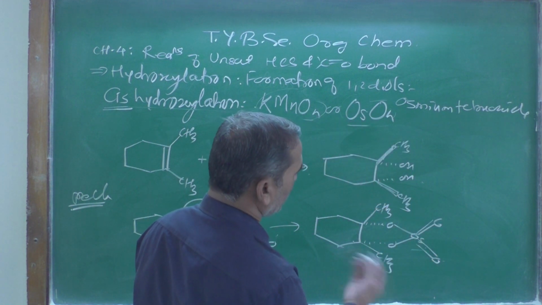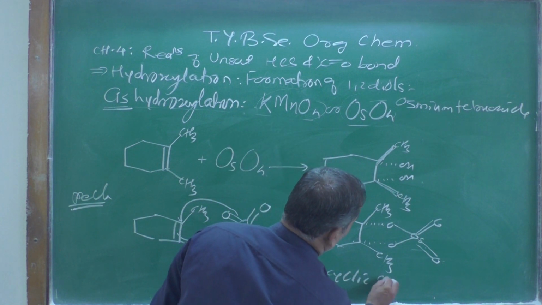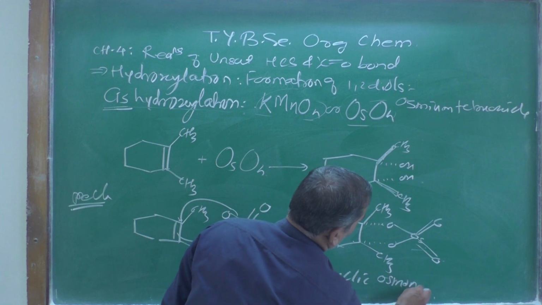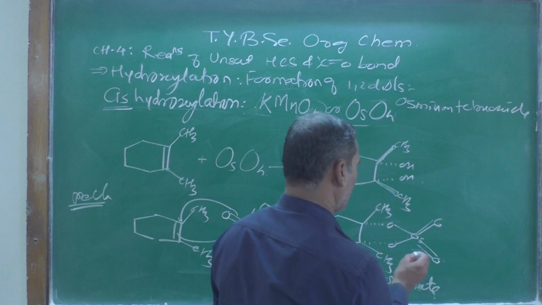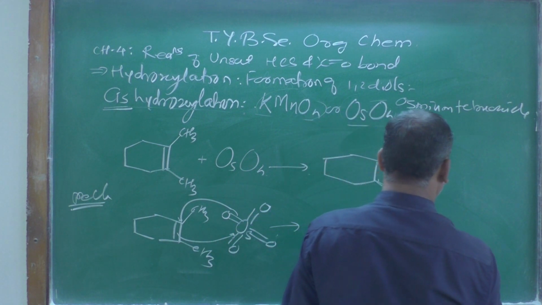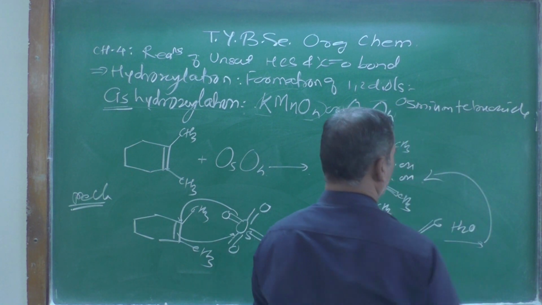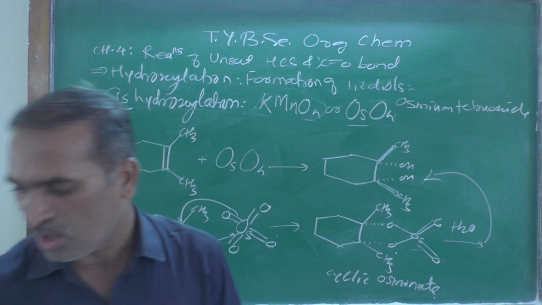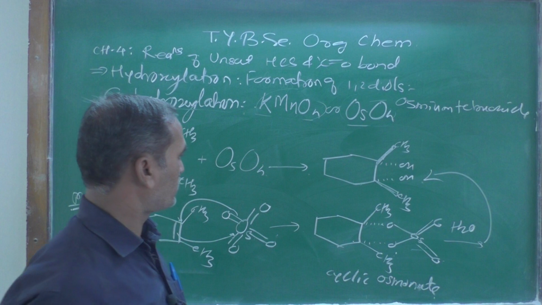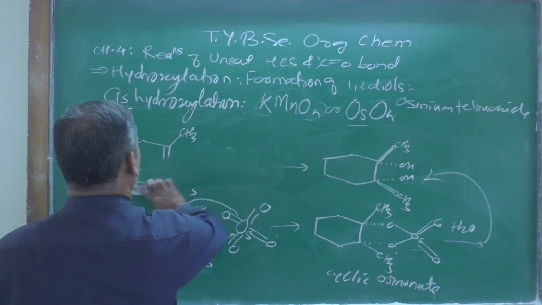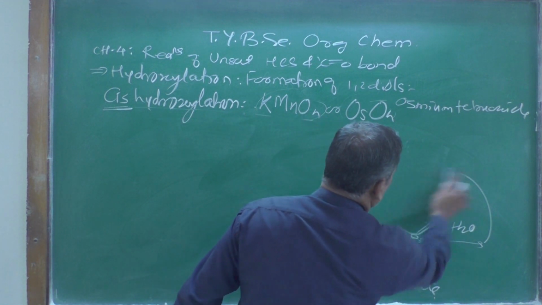That is osmium, osmiate ion, cyclic osmate, this is a cyclic osmate transition state formed over there, and after that hydrolysis, H2O, we are getting this type of product. That's the product formed over there. And let us see another example of the stereochemistry, why we are getting cis.